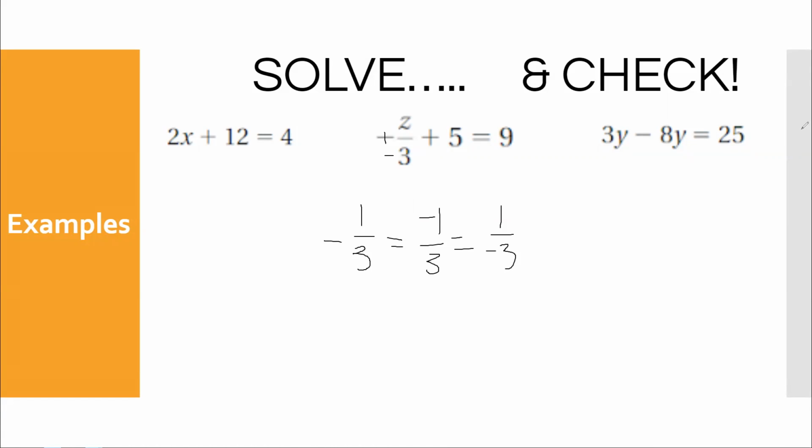So try these 3 different problems. Let me clear this out of the way for you. And remember, you're working with a negative 3 in the denominator. So try these 3 problems and then I'll have the answers for you in a second. Pause the video.